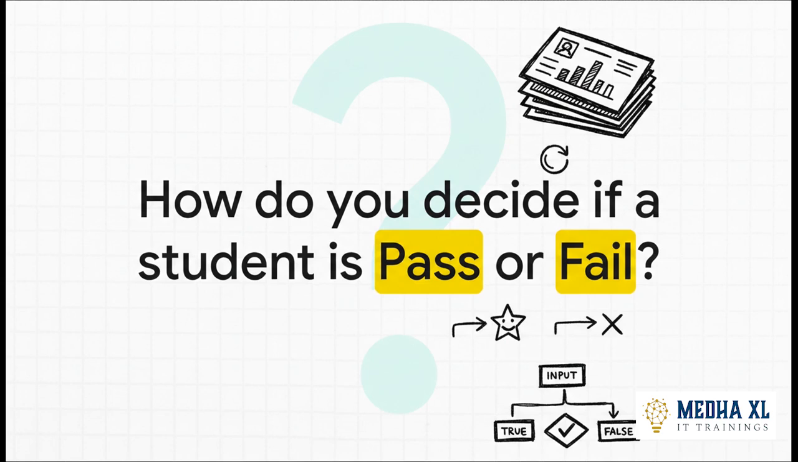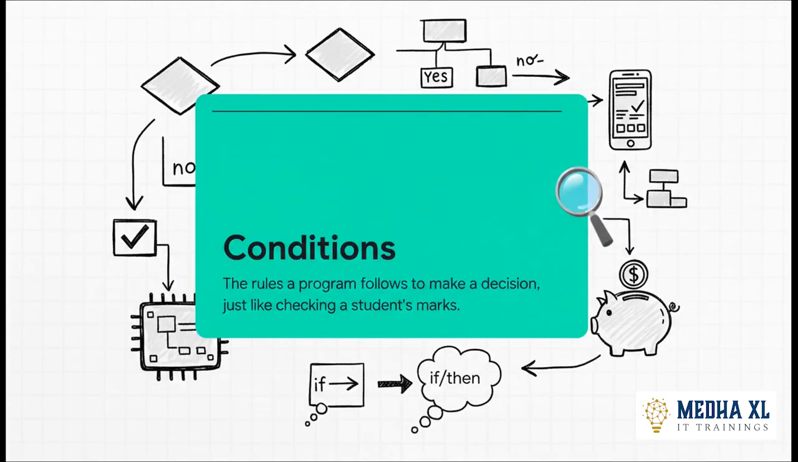How do you figure out if a student passes or fails? You don't even have to think about it, right? You just check their score. Well, that simple act of checking, in programming, that's called a condition. Think of conditions as the basic rules that a program follows. It's the if this, then that thinking that's running behind the scenes of pretty much everything you use on your phone and computer.